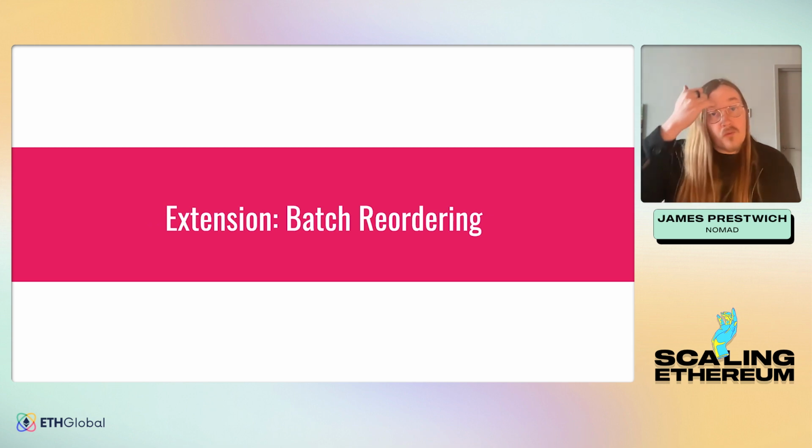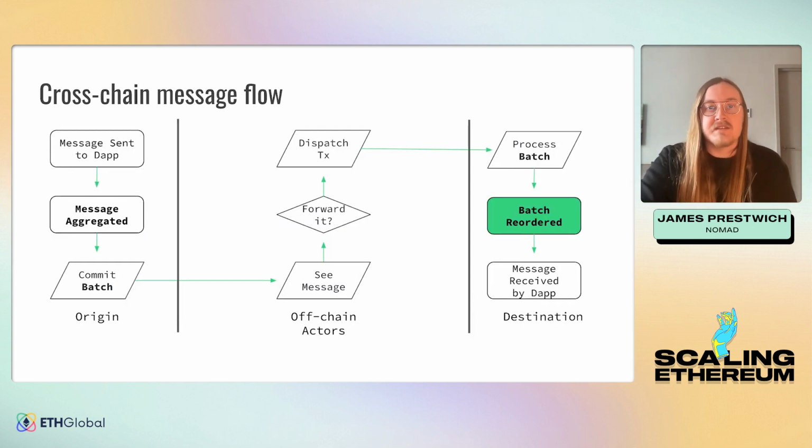So we can extend this to reorder batches upon receipt. When a batch hits the remote chain, the destination, we can reorder that batch on chain using a deterministic but difficult to predict ordering. This can be as simple as just shuffling based on the block hash of the destination chain.